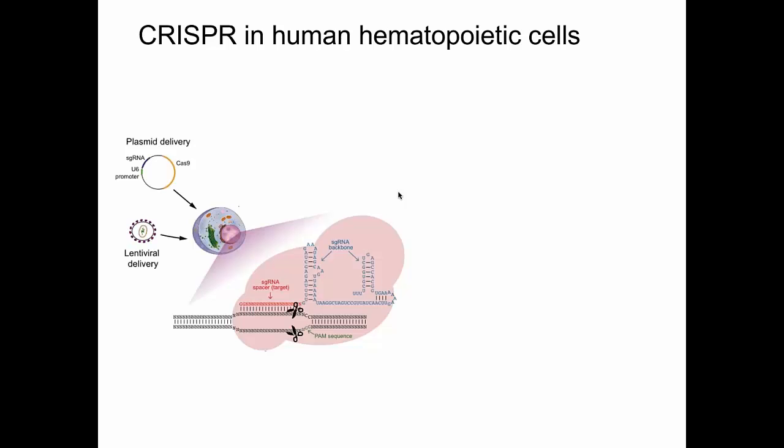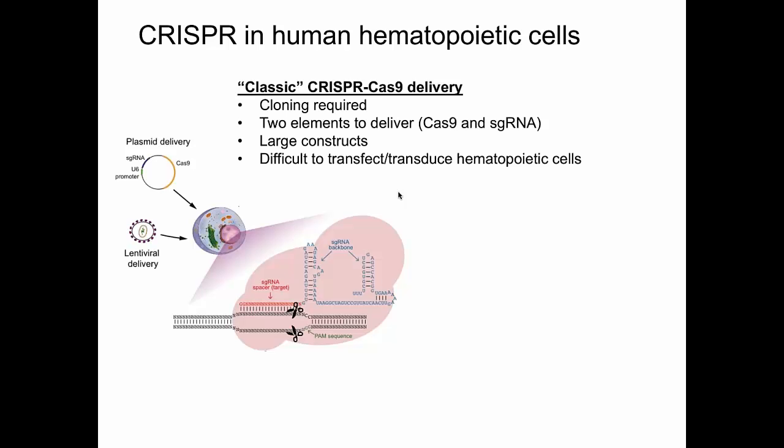So I was saying that a lot of the early protocols were plasmid or lentiviral-based delivery, and some of the drawbacks of these protocols were that cloning was required, which is kind of an everyday lab assay, but can take some time. And if you're working with a lot of guides, trying to screen 20, 30 guides at the same time, this can be somewhat cumbersome. You did need to deliver two elements, the Cas9 and sgRNA, and often because of the size of the coding sequence of Cas9, this led to very large constructs which were more difficult to transfect and transduce.